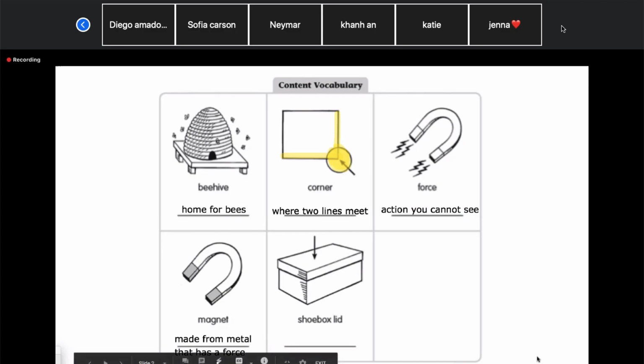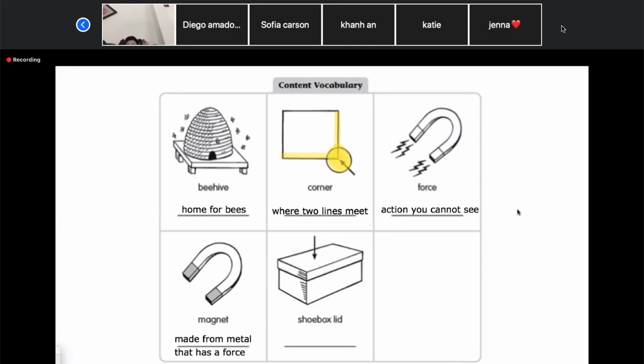What about a shoebox lid? Who in here has bought a pair of shoes? Neymar, have you ever bought a pair of shoes? No. You've never gotten a new pair of shoes? No? Okay. So we'll say a shoebox lid. This is the entire shoe box here. And the lid is just the top of a box. Okay, so I will color in the lid. The lid is just the top of our box here. That's all it is.